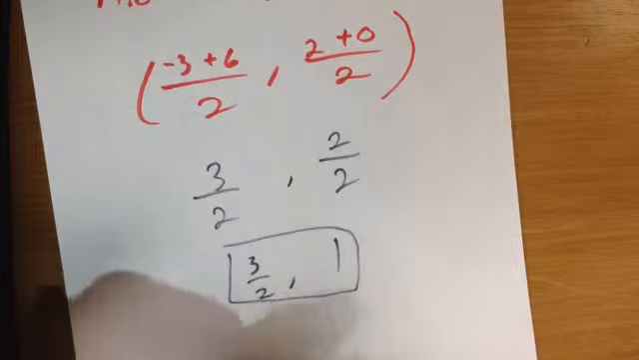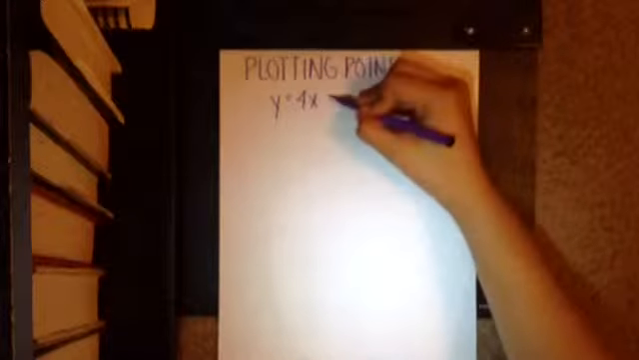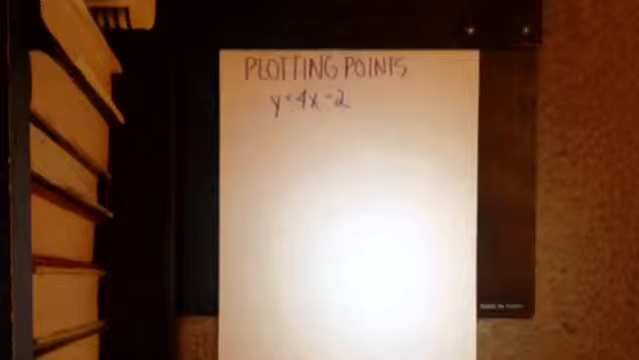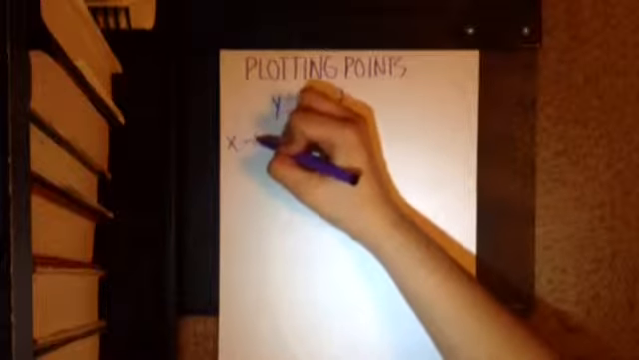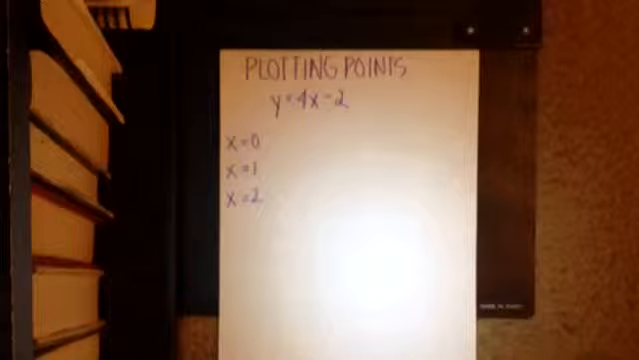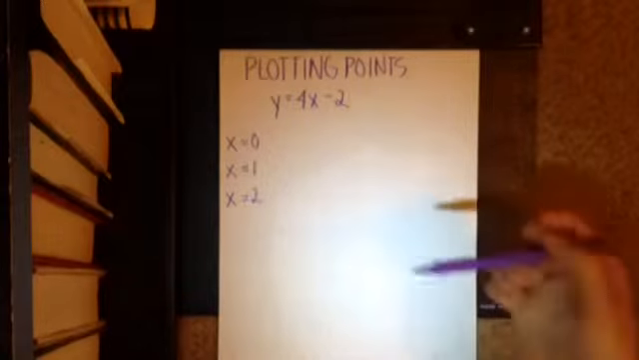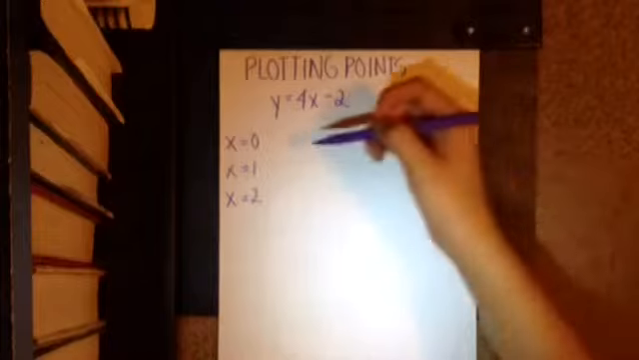We're going to learn how to graph an equation by plotting points. We need to find a set of points that satisfies the equation. So let's say we have the equation y equals 4x minus 2. To do this, we are going to assign values to x and then find the corresponding y values. So we have our x values here. Now that we know what our x's are, all we have to do is plug them into the equation.